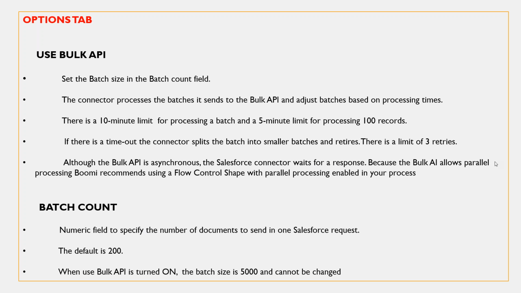And because the bulk API allows parallel processing, Boomi recommends using a flow control shape with parallel processing enabled in your process. And coming to batch count, numeric field to specify the number of documents to send in Salesforce request. The default is 200. And when use bulk API is turned on, the batch size is 5000 and cannot be changed.